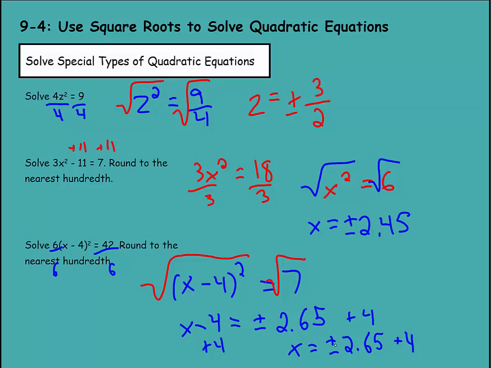Now I need to actually solve for both to get my answer. Positive 2.65 plus 4 is 6.65. So that's one of my answers. My other answer would be negative 2.65 plus 4, which would be 1.35. So here are my two answers for x for this one.